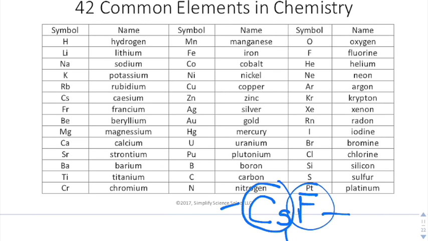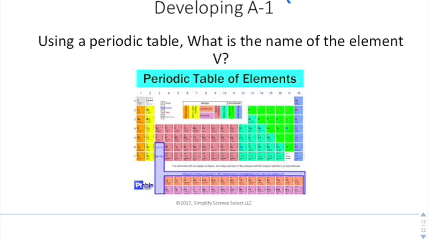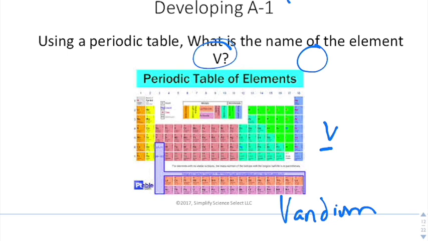So, using a periodic table, what is the chemical element name of V? Now you'll notice V is not one of your 42 most common elements. So if it is not one of the 42 common elements, I would expect you to be able to use the periodic table to identify the V, and then once you find the V, look underneath the V for the name. The name in this case is going to be vanadium. So if it's not one of the 42, you should be able to use your periodic table. If it is one of the 42, it's the expectation that you could say, like if I were to ask, what is O, you should automatically say oxygen without using a periodic table.